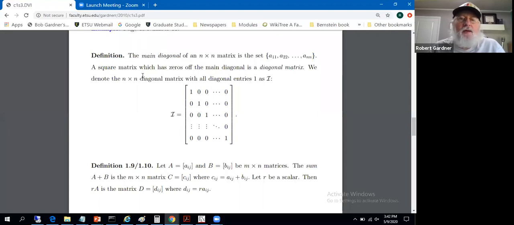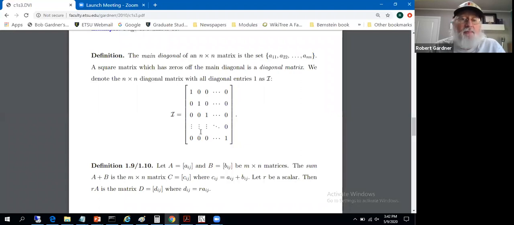A square matrix which has zeros off the main diagonal is called a diagonal matrix. We're not going to be worried about this for a while. In chapter 5, we'll come back and talk more about diagonal matrices. But what that means is there are zeros above the main diagonal, zeros below the main diagonal, and for a diagonal matrix, anything you like along the main diagonal.